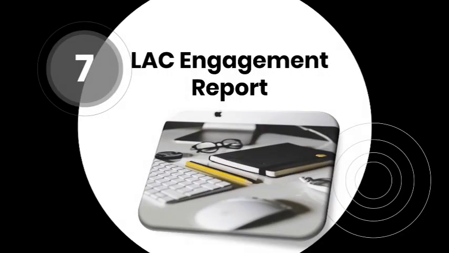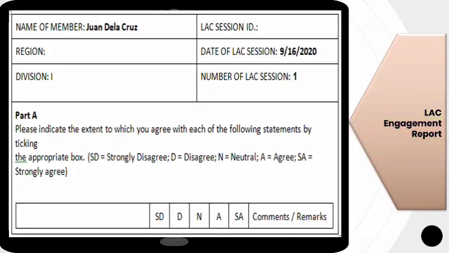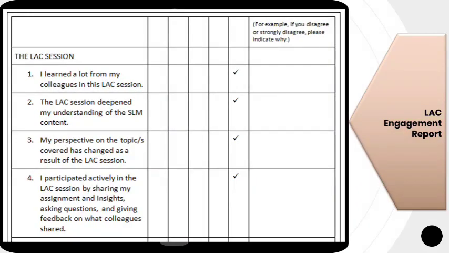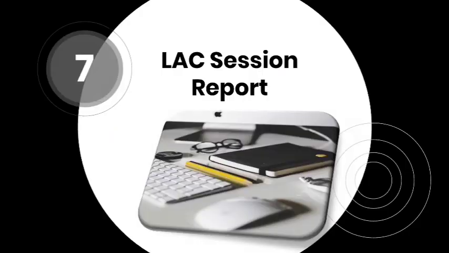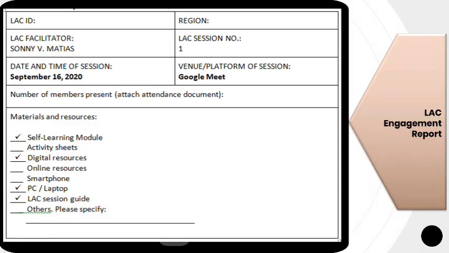Another is the LAC engagement report. So here's one. Name of member, Juan de la Cruz. This is like the evaluation. Please indicate the context. So that is the sample. There is also part B: provide the information requested. Another is the LAC session report. We have here the LAC ID, region, facilitator.